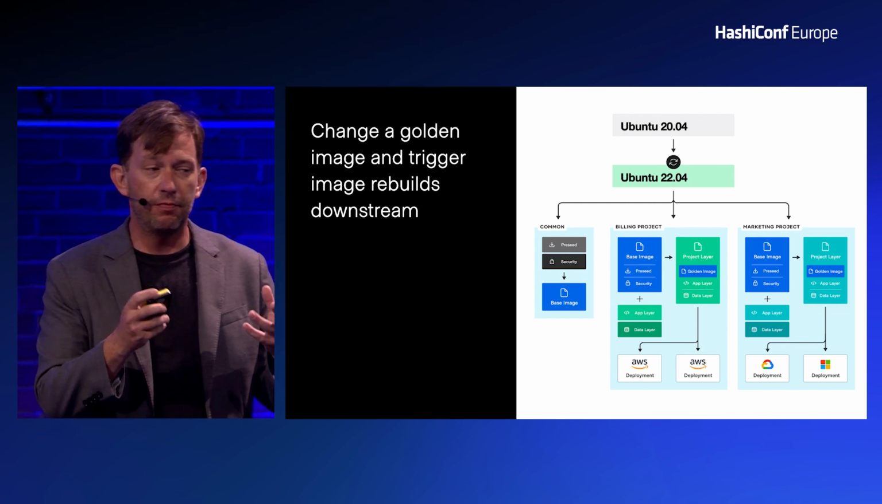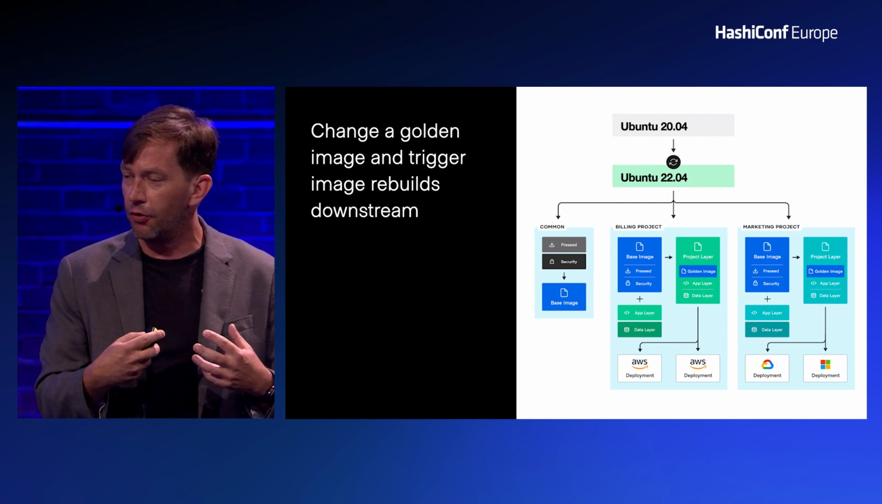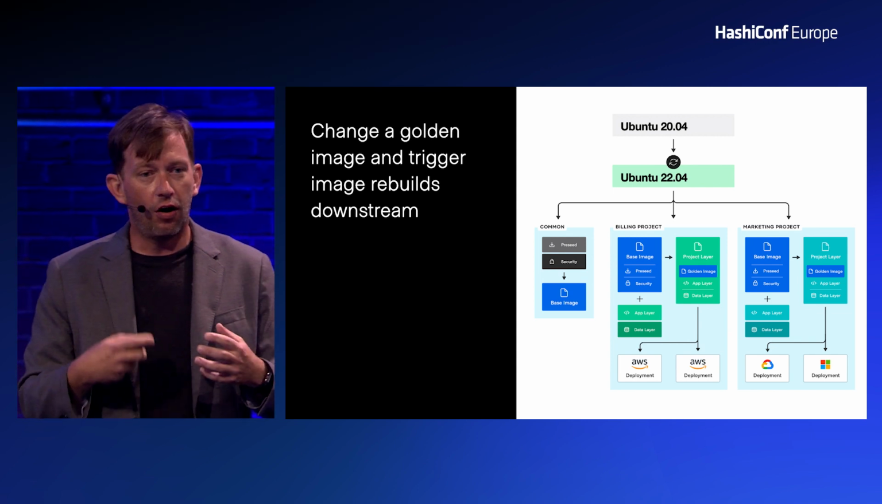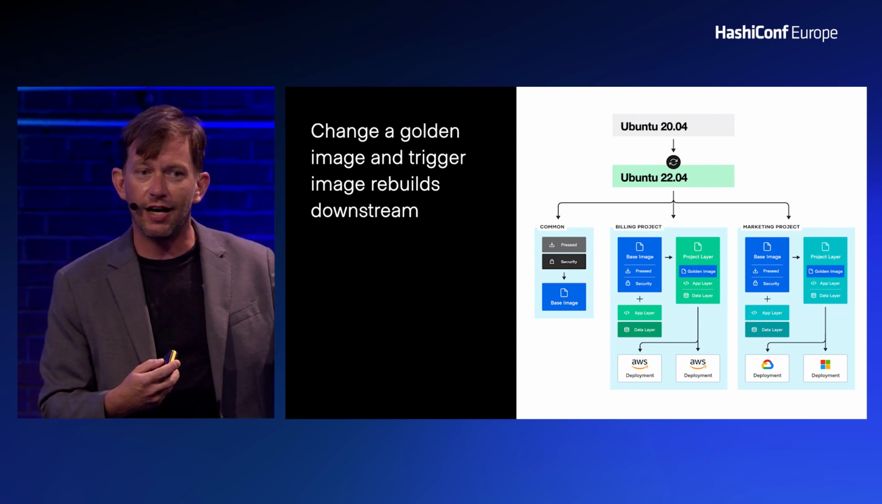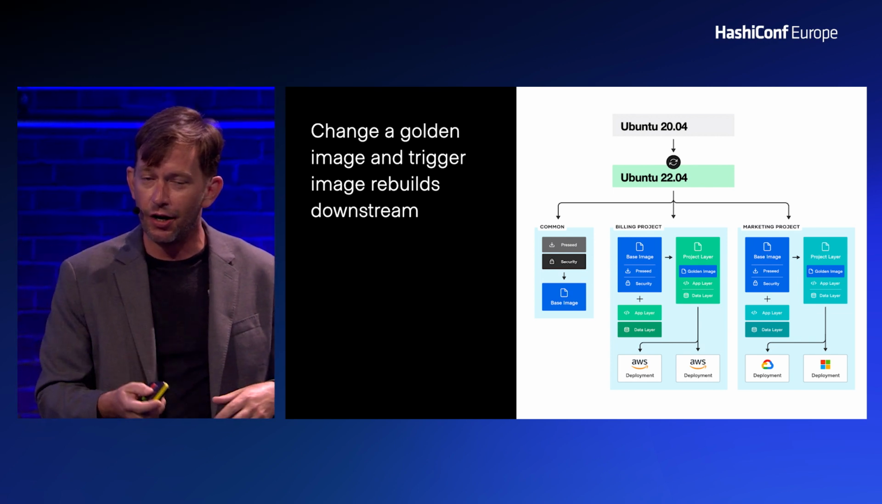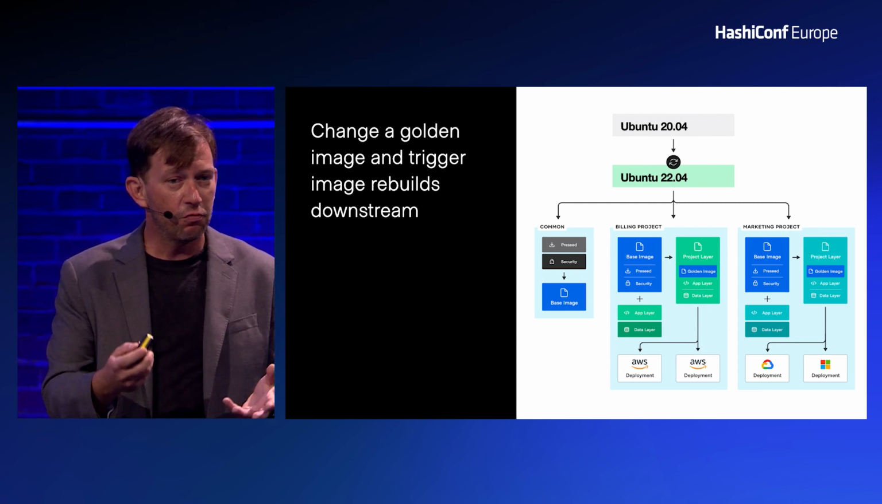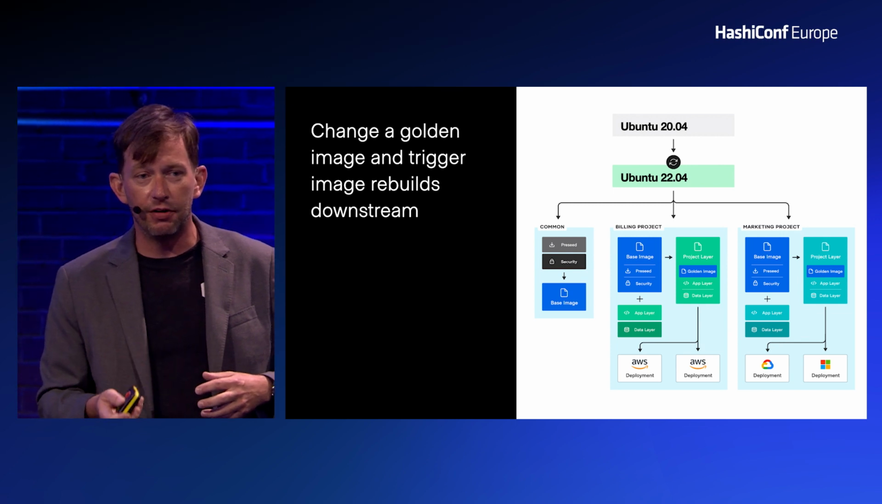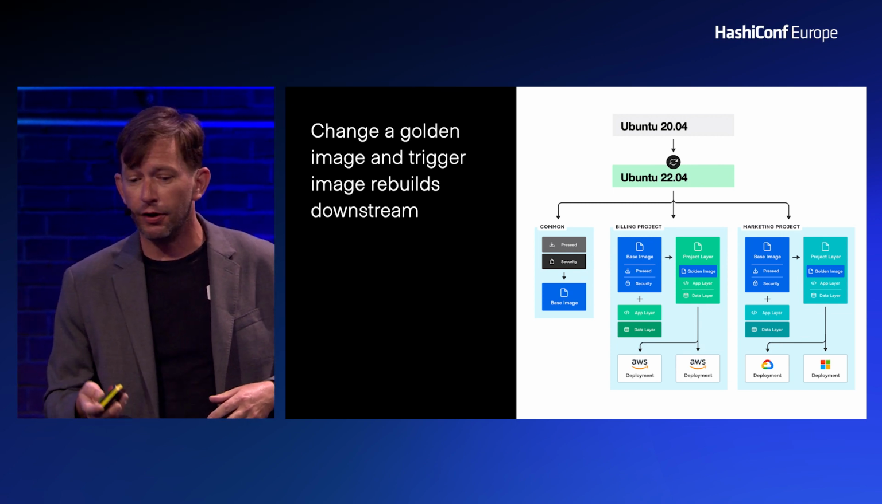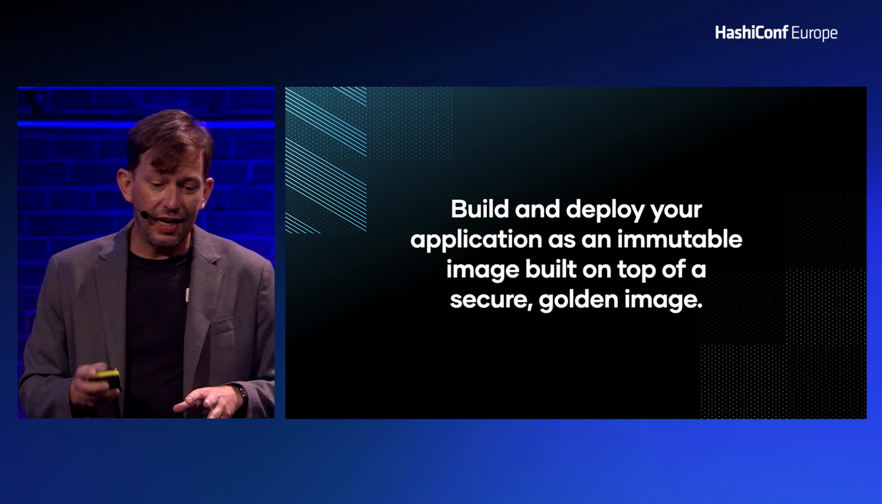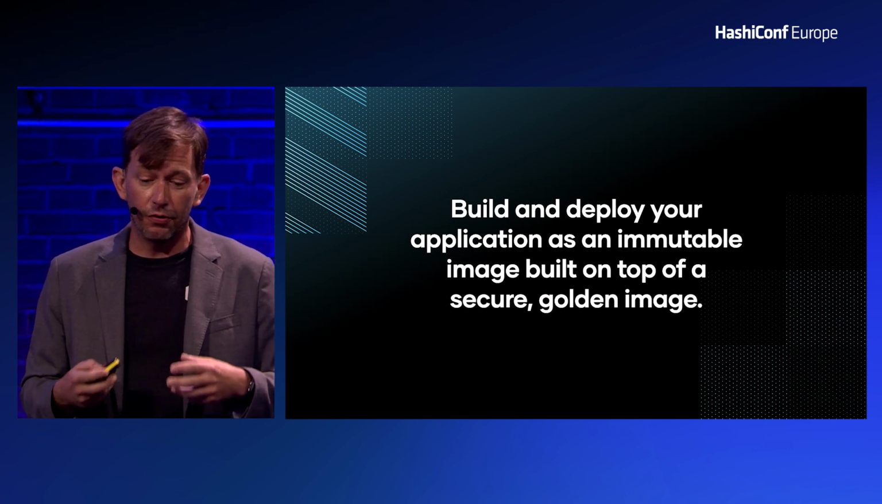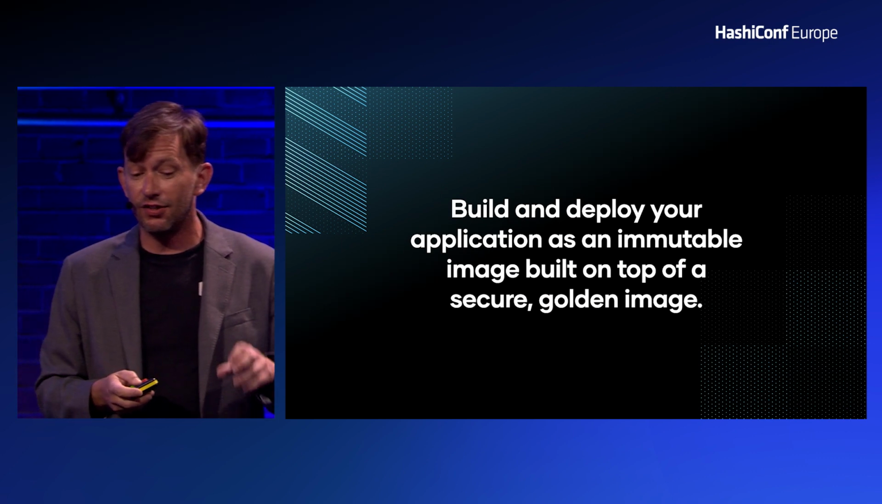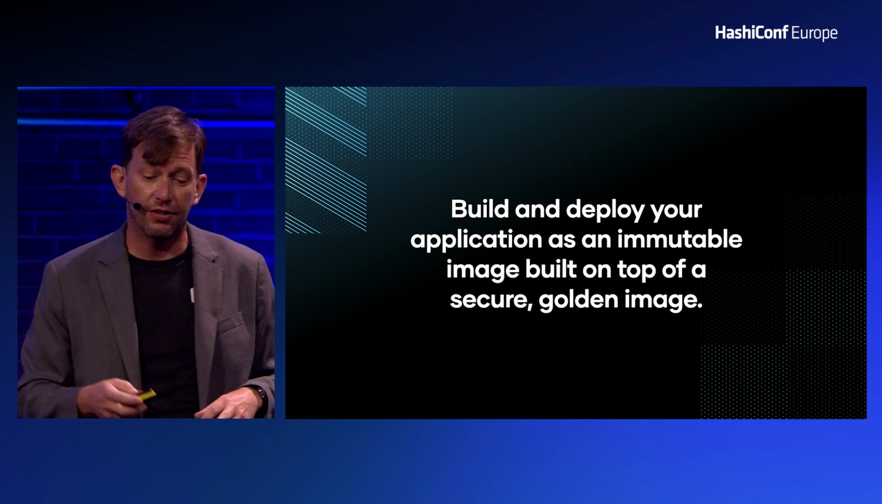So on those immutable images that are pulling in the golden image via the data source, all they have to do is rerun their pipeline. You don't actually have to go into GitHub and change code and go rerun it. We just push one button, it'll pull in the latest one, and now we have a compliant immutable image that our application developers can deploy immediately. So again, this is all meant to enable us to build and deploy these applications as immutable images on top of that secure golden image.